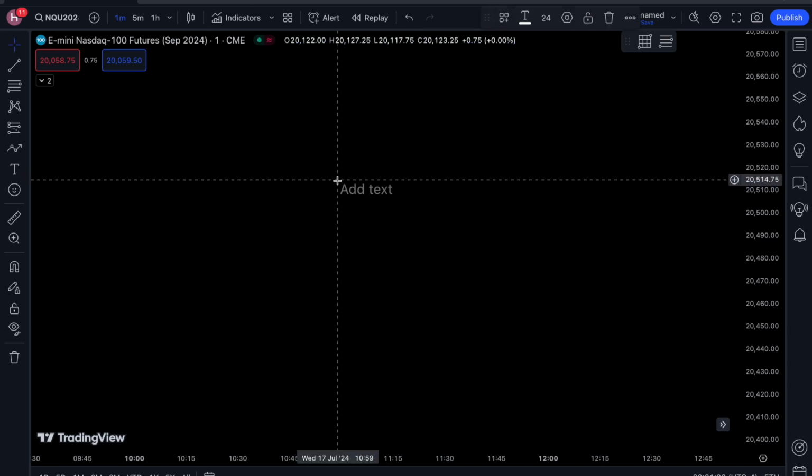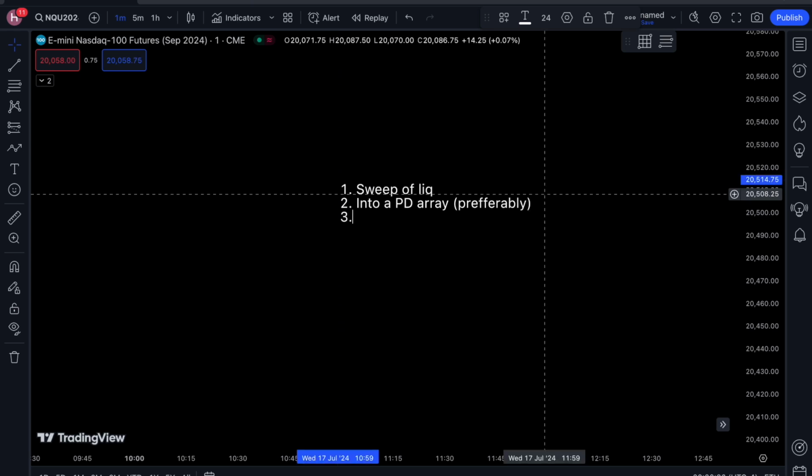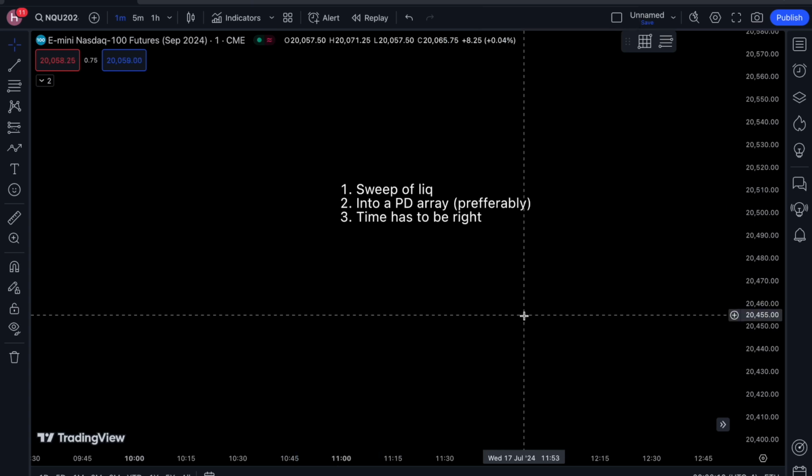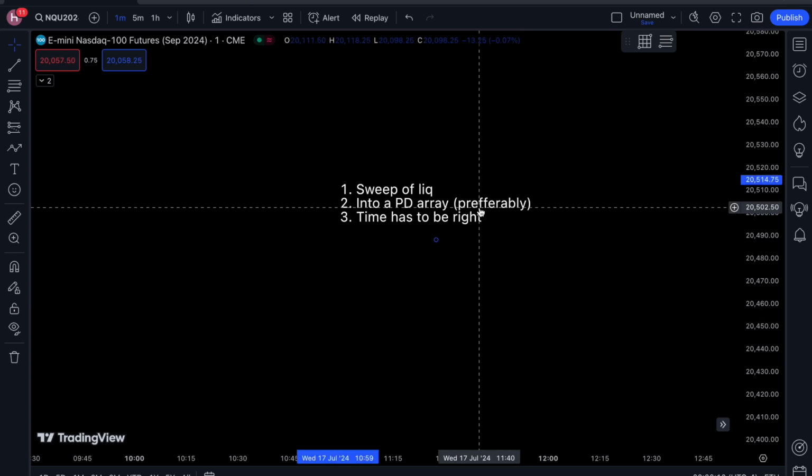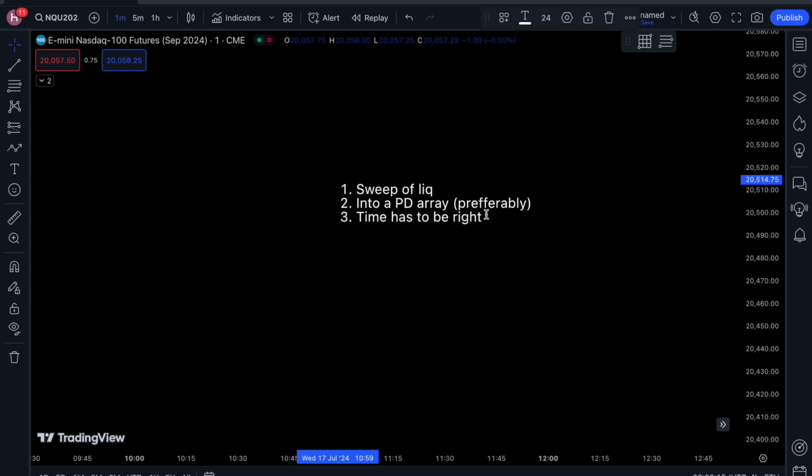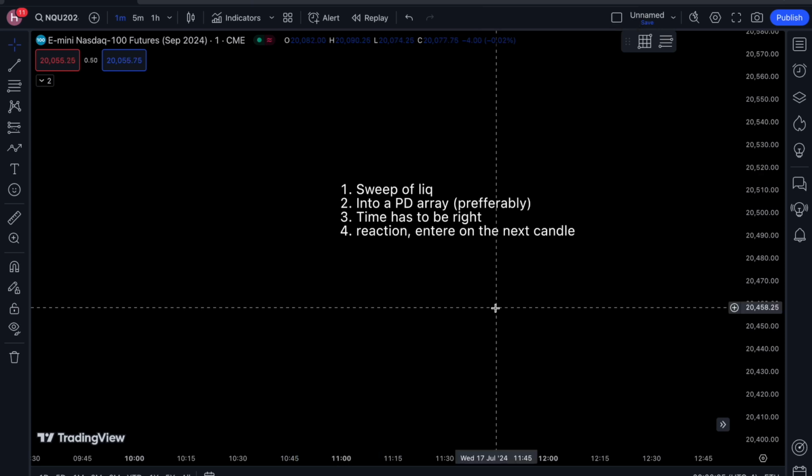To recap, this is what it is: sweep of liquidity into a PD array. Preferably, it does not always need to be into a PD array, but that would be ideal. Three is time has to be right in the market. So it has to be during a trading macro, like a kill zone or a macro inside of the kill zone. And then four, reaction. So enter on the next candle. But that is essentially how you trade turtle soup.